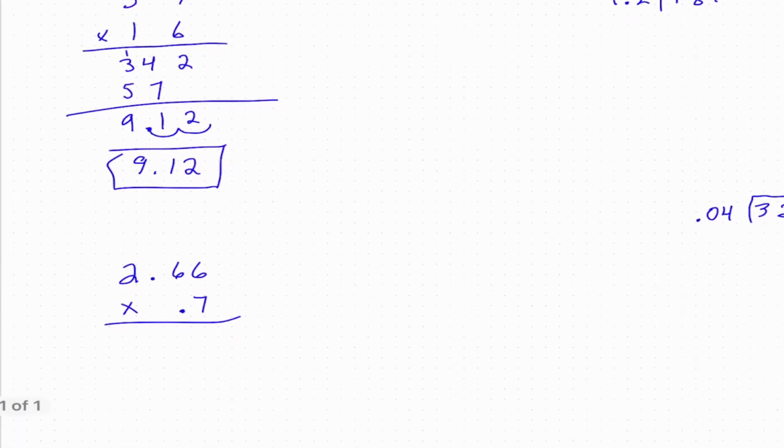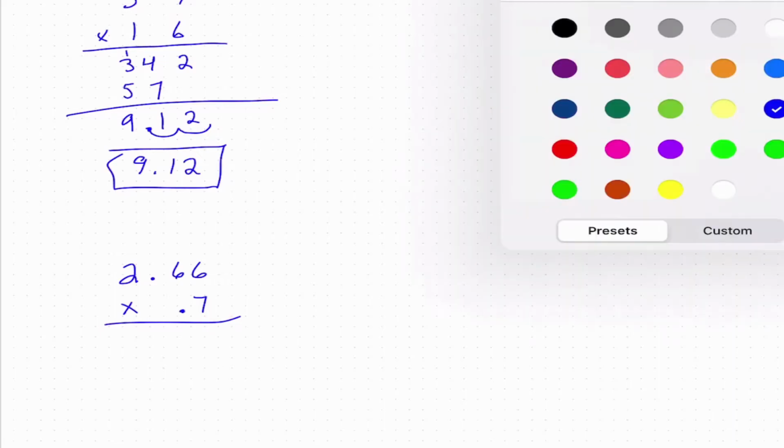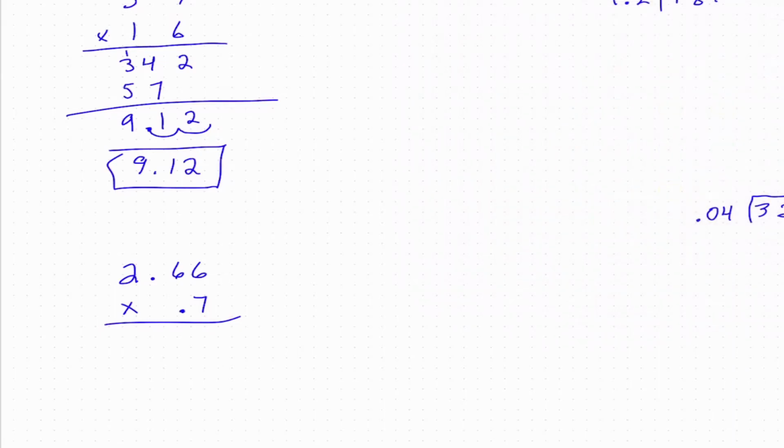Okay, let's try another one here. We have 2.66 times 0.7. I'm going to leave the decimals in this time, but I am going to count how many decimal places we have. So we have 1, 2, and then 3. I'm going to write that number up here, and I want you to get in the habit of doing that until you know these steps by heart. Now we can multiply here.